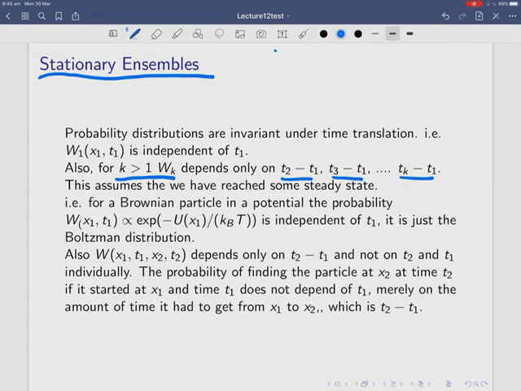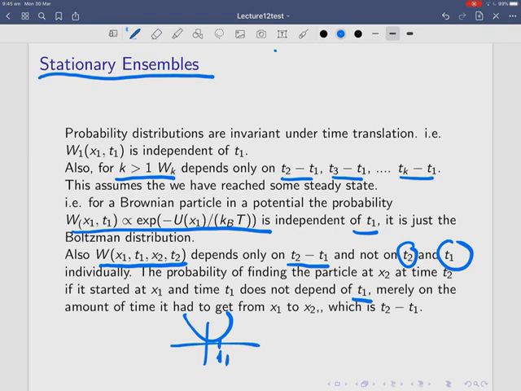Okay, for a Brownian particle in a potential, as I said before, we have this distribution here, and it's independent of t1. And if I have, say, a probability distribution with two times in it, it depends only on t2 minus t1 and not on these two things separately. Okay, so to make that more explicit, the probability of finding the particle at x2 at time t2, if it started at x1 at time t1, does not depend on t1, merely on the amount of time it had to get from x1 to x2, not on the time when it started, and that time is just t2 minus t1.